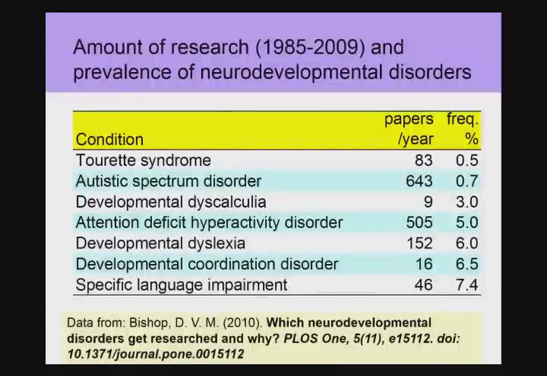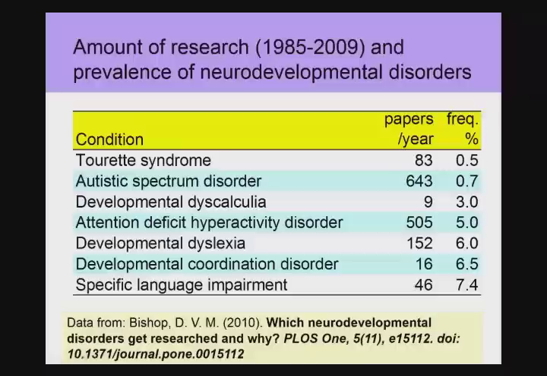This is just some figures from a bibliometric survey I did of how many research papers were written about all of these different disorders. Here they're rank ordered in terms of how frequent the disorder is reckoned to be, and this is the number of papers per year over, I think, a 25-year period. What you see is that there's a massive amount of research on autism and ADHD, and much less on some other conditions, like very little on developmental dyscalculia, not much on developmental coordination disorder, even though these are relatively common.